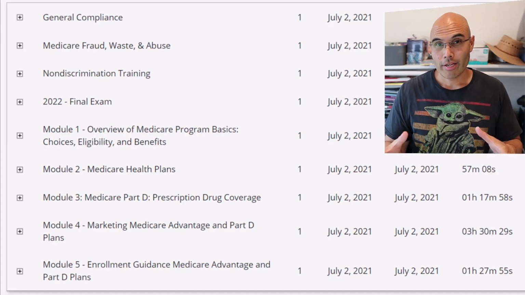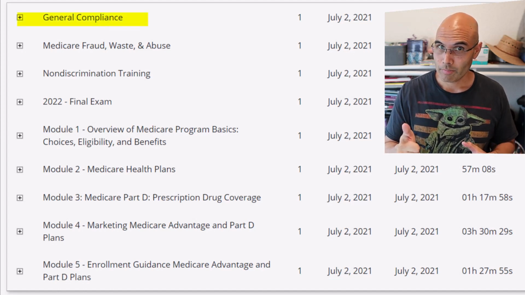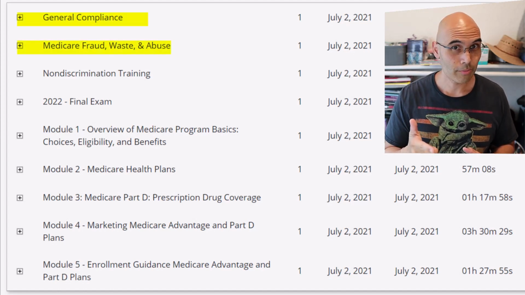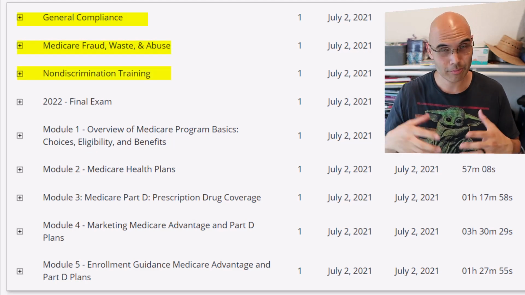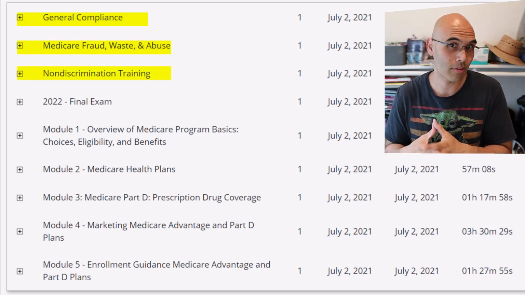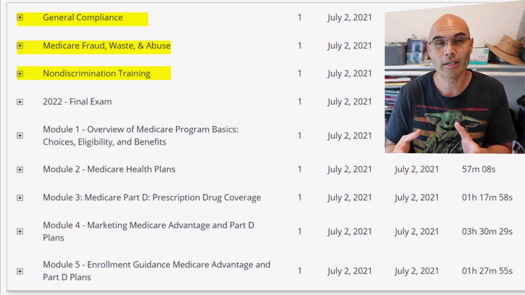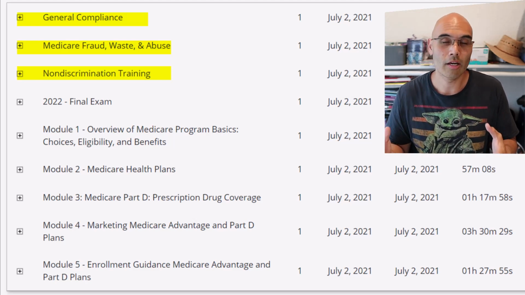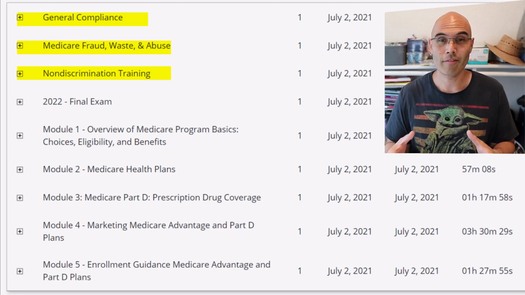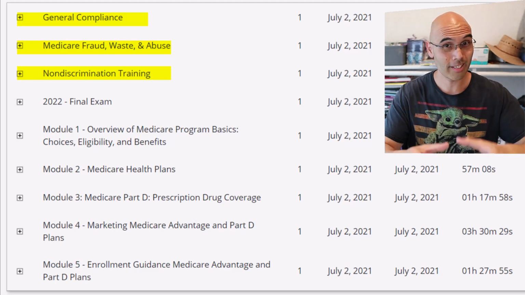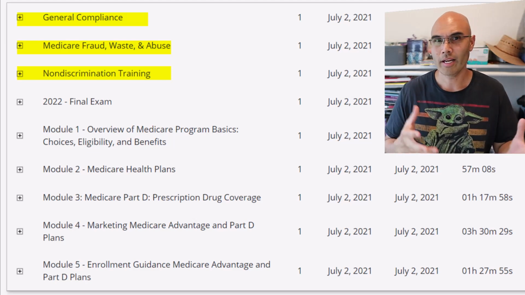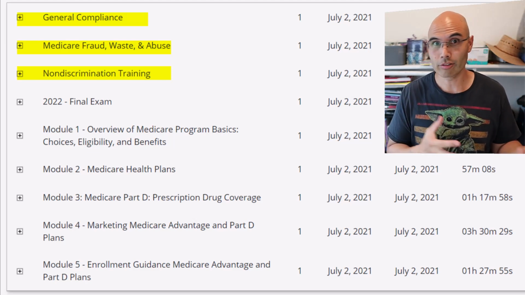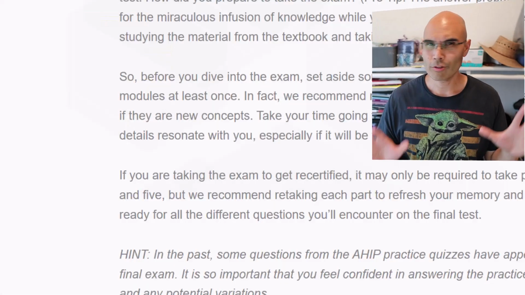So after you finish the AHIP, there is general compliance, fraud, waste, and abuse, and the non-discriminatory training. And those 3 have to be taken also after you pass the AHIP. Those things just satisfy the compliance that Medicare plans have, not pertaining to the actual plan it's selling, but pertaining to the operations of the plan and how you interact with other providers of Medicare services. So now we've got the basics of the AHIP.